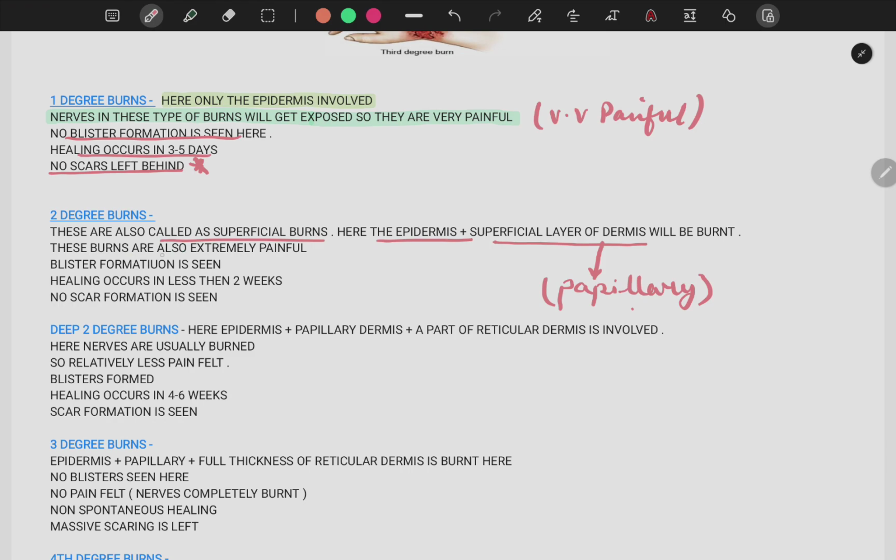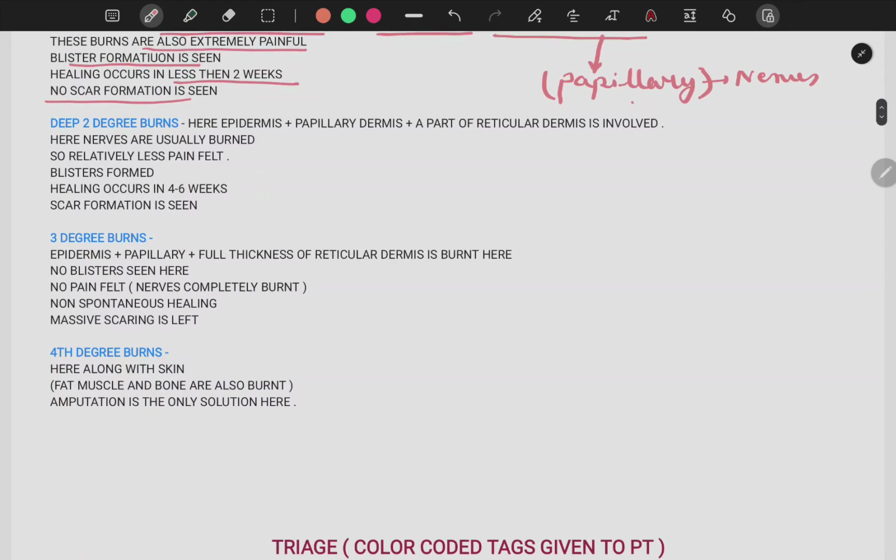These burns are extremely painful because again there are going to be slight nerves which are going to get exposed here. Blister formation is also seen. Healing here occurs in less than 2 weeks, and here also no scar formation will be seen. Next what we see is a deep second degree burn.